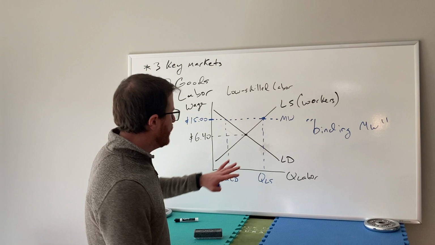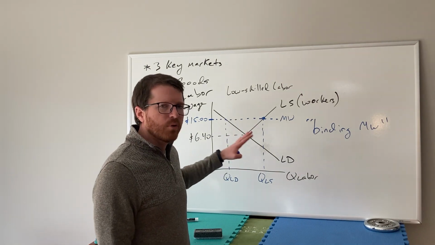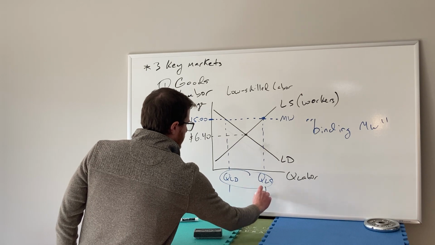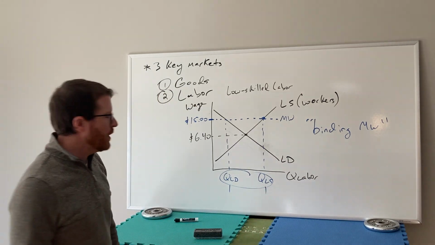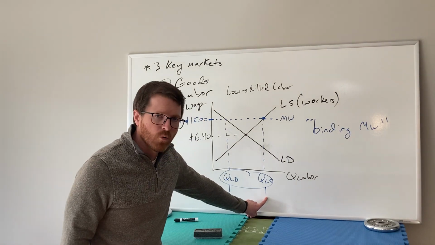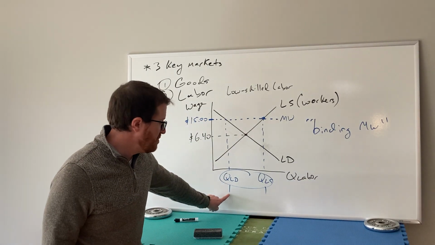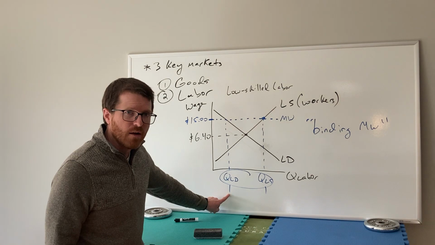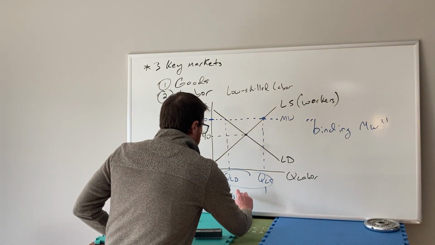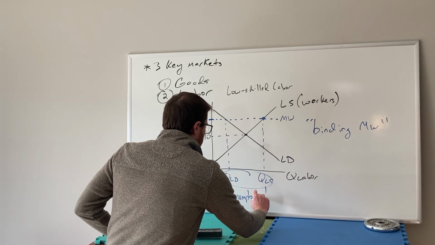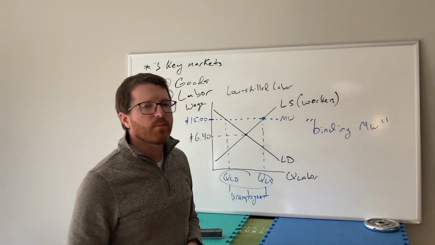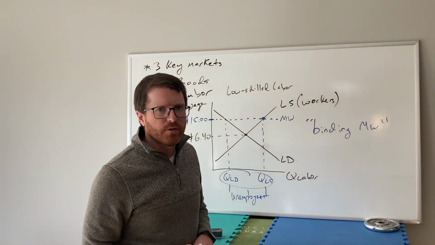So the result is, if you take this verbatim, unemployment rates would go up, right? The difference between the quantity of labor supplied and the quantity of labor demanded, think about what this is. This is workers that want to work. This is businesses' number of workers they're going to hire. So the amount between these two values is our unemployment. So the textbook graphical representation of a binding minimum wage is that unemployment goes up.